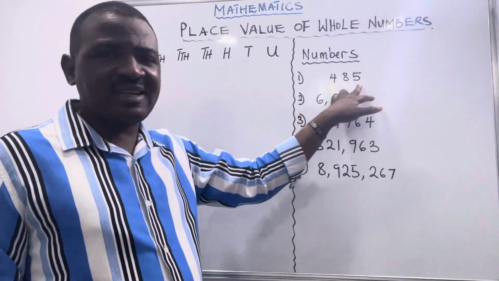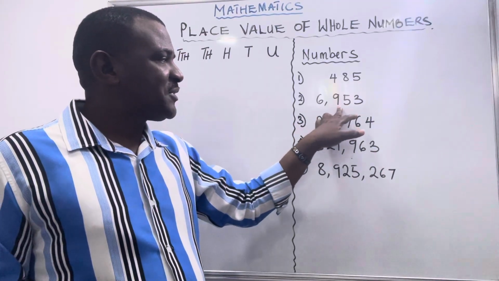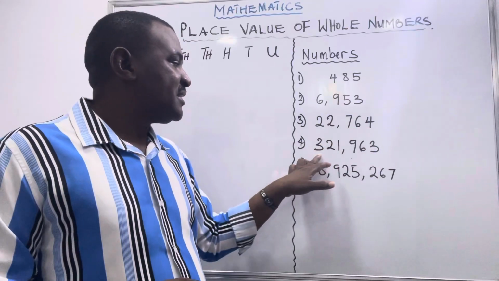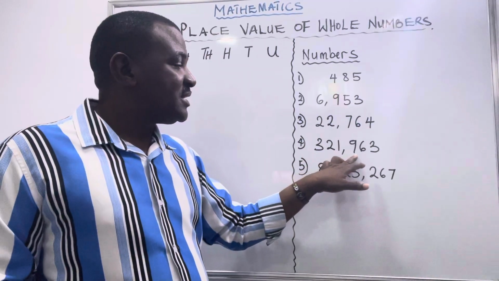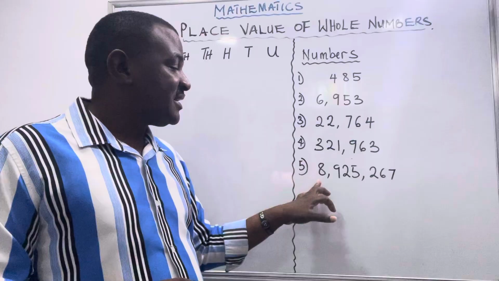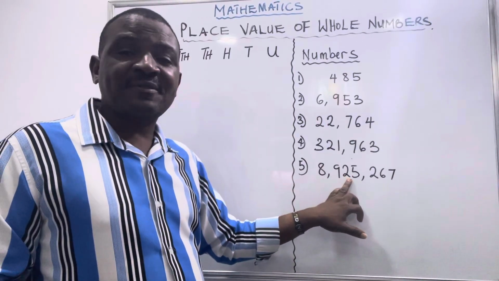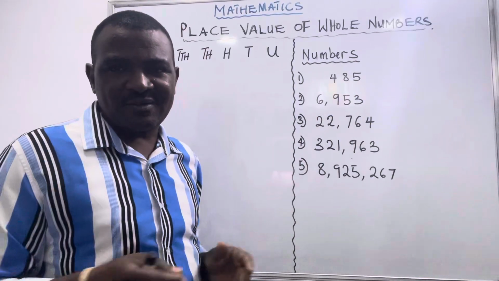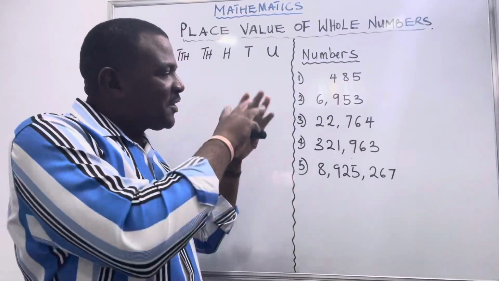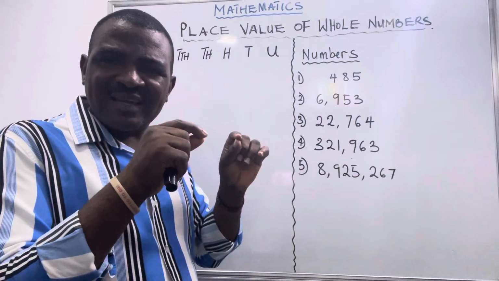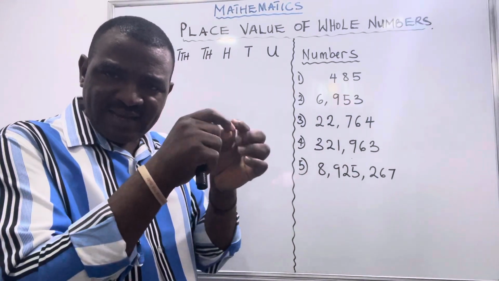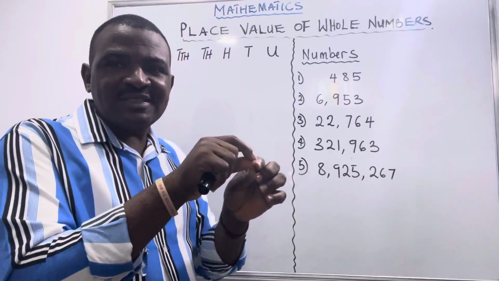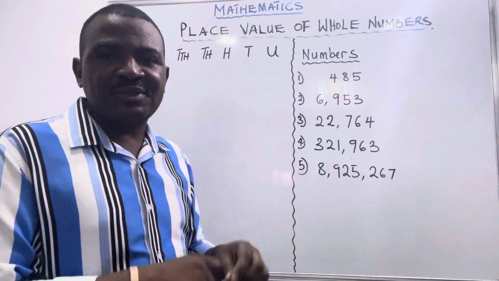This is 485, 6,953, 22,764, 321,963, 8,925,264. Any number whatsoever. So in any number, there will be a particular digit that will be pointed out, and you are asked what is its place value or what is its value. But let's talk about place value today.